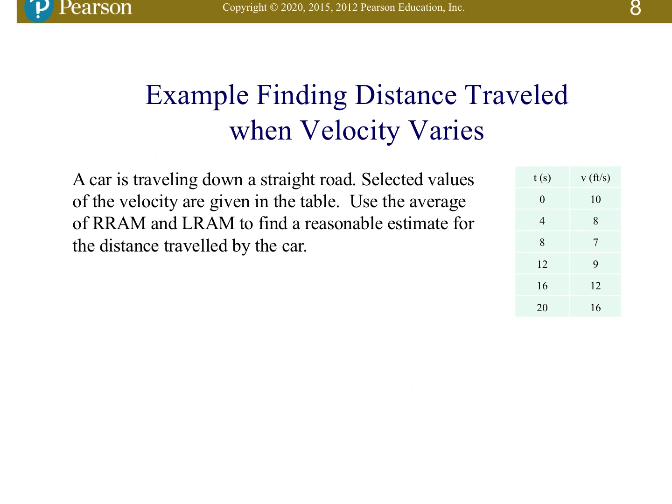So to finish it up, we use our average. With the same data, we would use then an average of both the RRAM and the LRAM to find the most reasonable estimate. So remember, we had 184, and then we had 208. We add those together. We multiply by a half or divide by 2 to come up with the most reasonable estimate, because we know that one of them is too small and the other is really too big. And so the most reasonable estimate would be that this car traveled 196 feet during these 20 seconds.